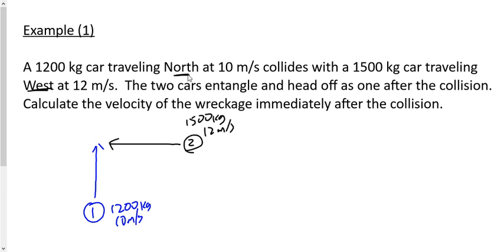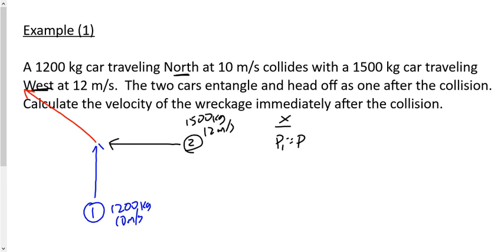If we have an upward momentum before, then we have to have an upward momentum after. A left momentum before, we have to have a left momentum after. So we expect the wreckage to go left and up. And that red vector is what we want to find there. So we break it into x and y components.